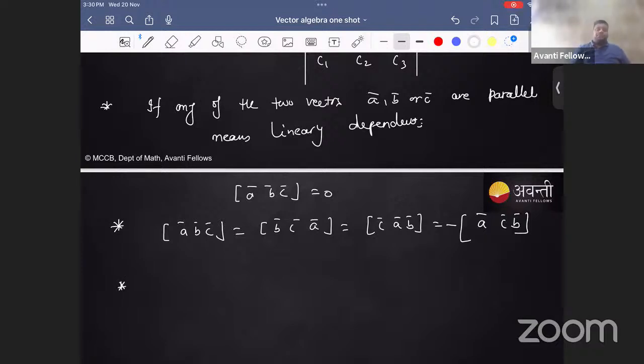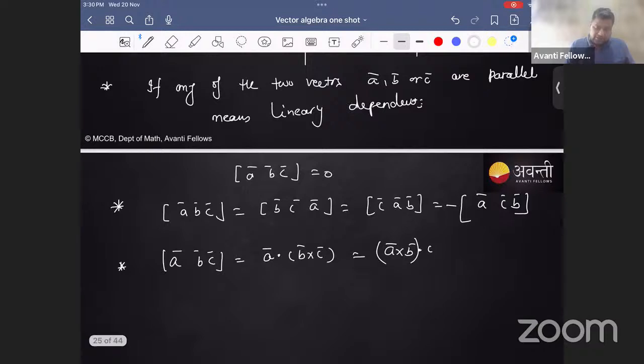Next, the position of dot and cross can be interchanged. Means box ABC, you can write it as A dot B cross C, or you can also write it as A cross B dot C. So however you do it, it will always give you the volume of the parallelepiped.